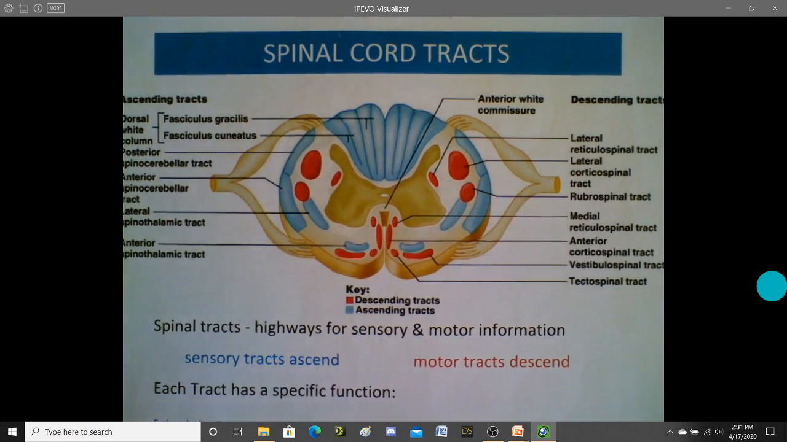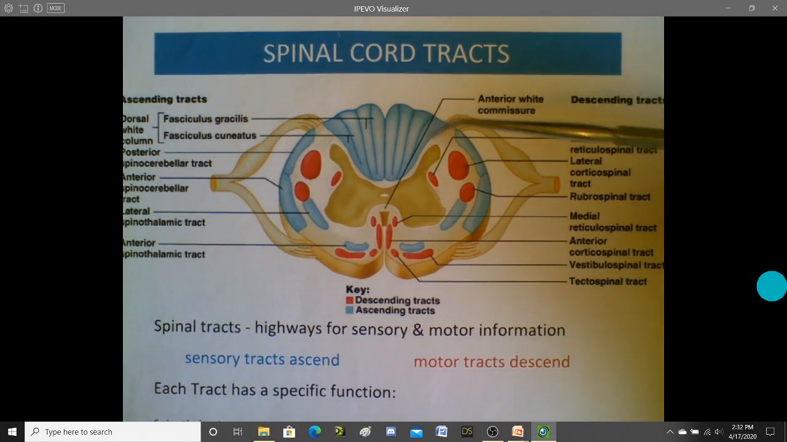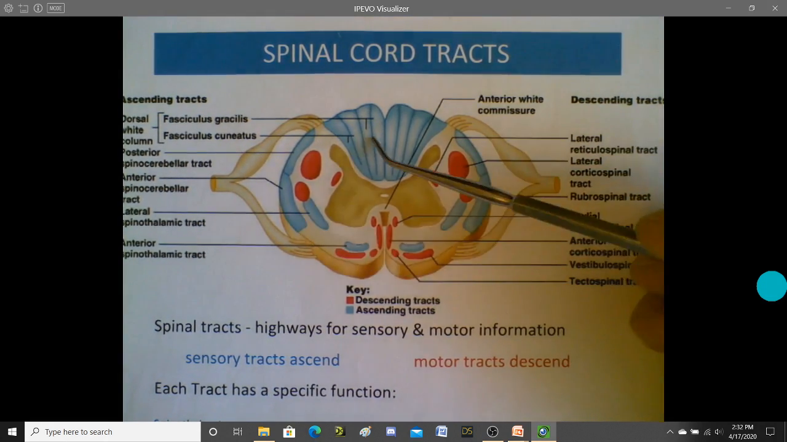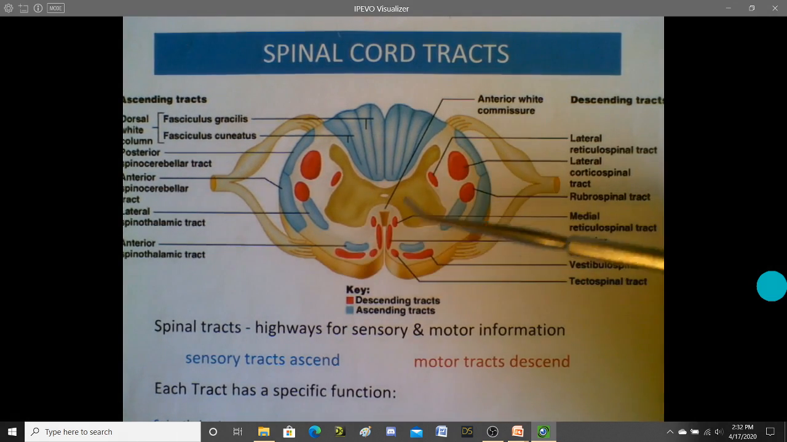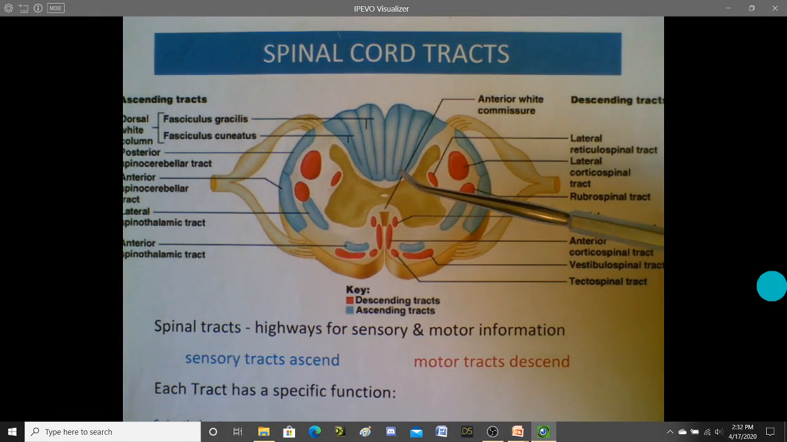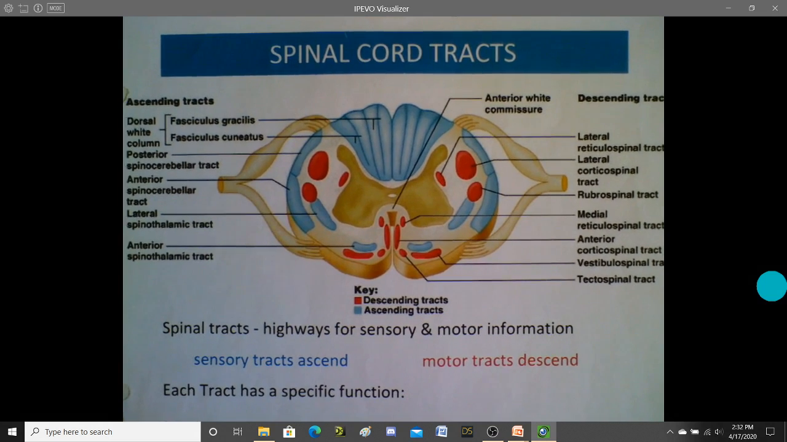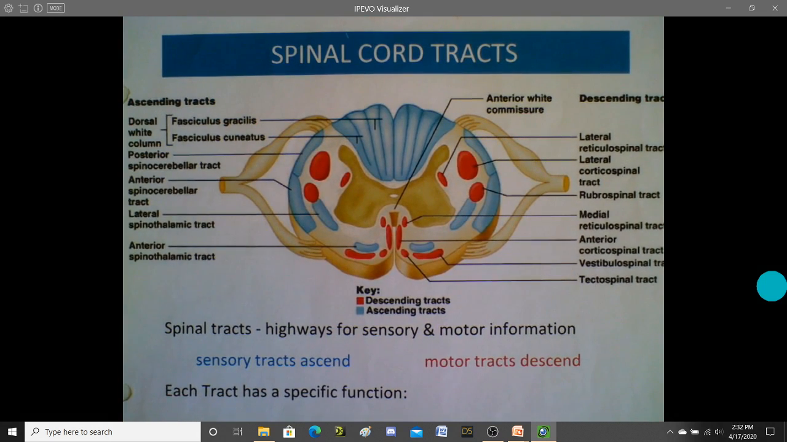So if you look at this, there are specific parts of the spinal cord that are going to be motor tracts, moving information from our brain to our body. And then there are specific places on the spinal cord that are sensory tracts that move things from our body to our brain. Now, each of these tracts are very specific to a function. So I have this listed here, and you're going to have to know the general function of these tracts.